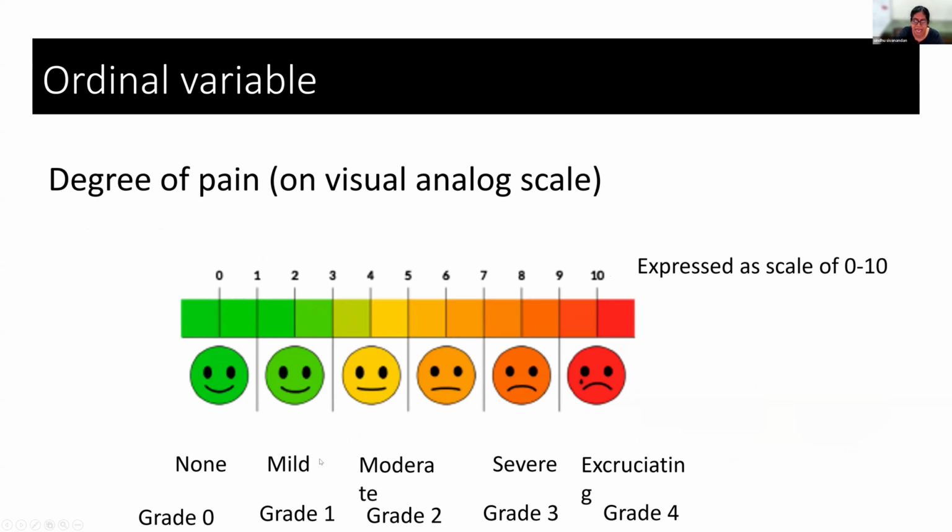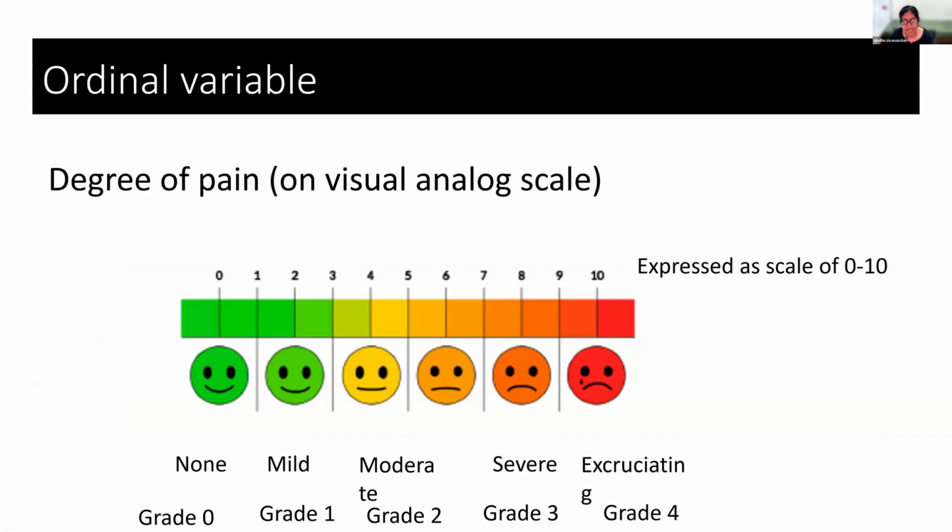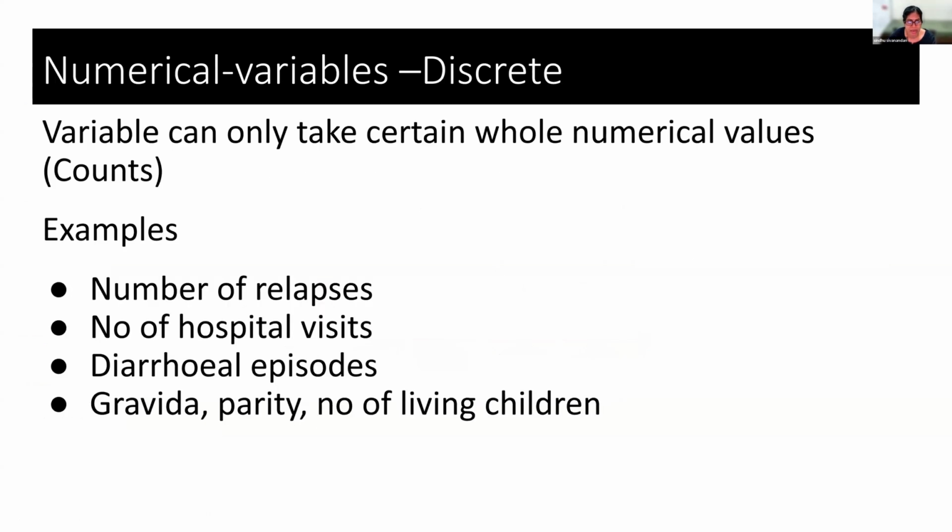So you can either grade it or give it a number. But here it is a qualitative variable, and it can be ordered. That is an ordinal variable.